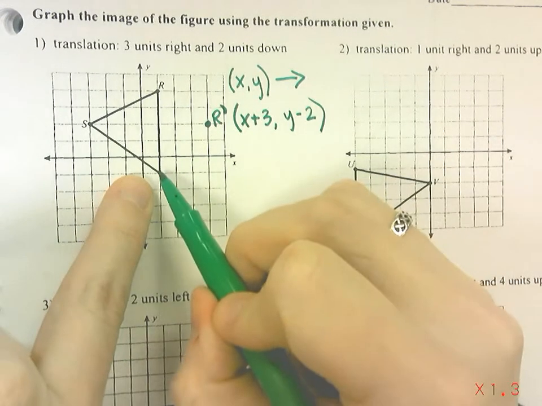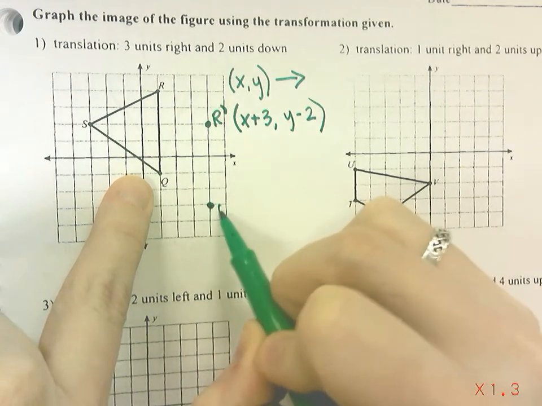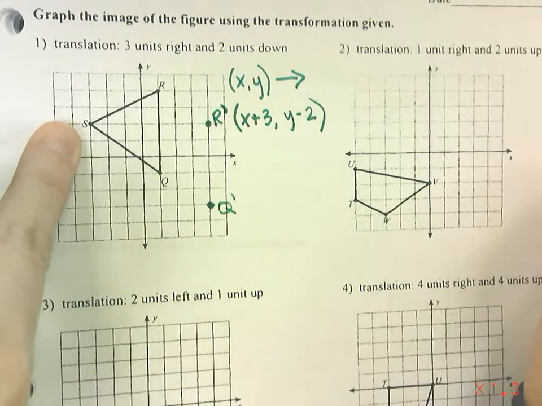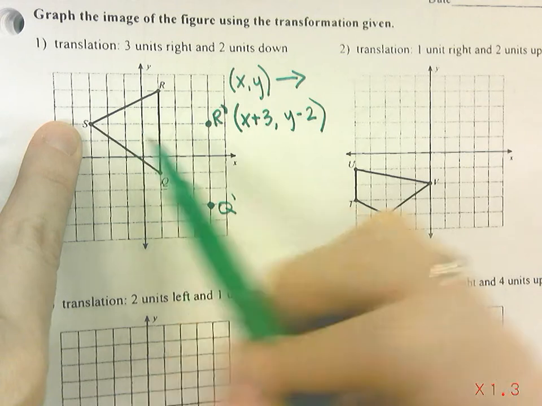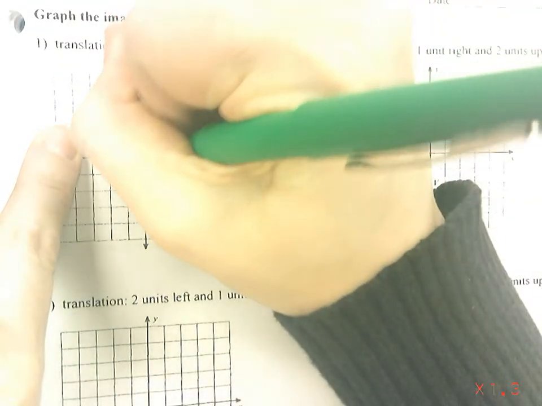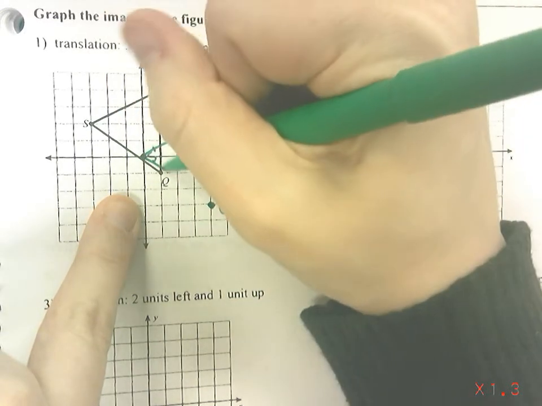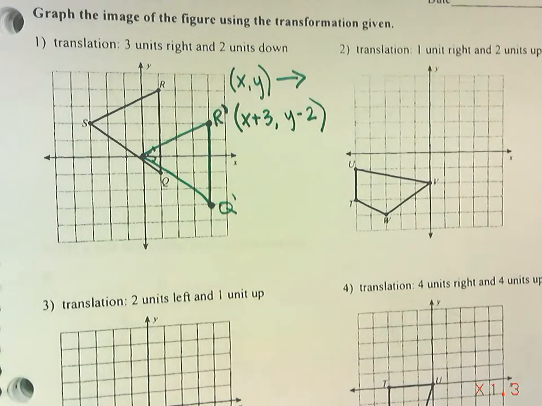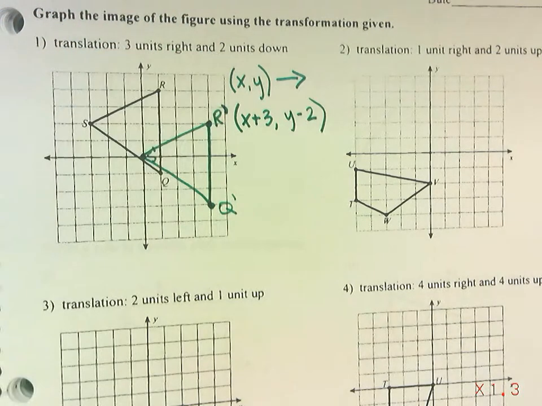So we're going to do the same thing with Q. We go 3 units right and 2 units down. And that would be Q prime. That's when it's moved 1 time, 1 translation. Okay, and S, we're going to go 3 units right and 2 units down. And here's my S prime. So now I can connect those 3. And we can see that this shape is still the same size. It's still facing the same direction. It's just slid 3 units to the right and 2 units down.